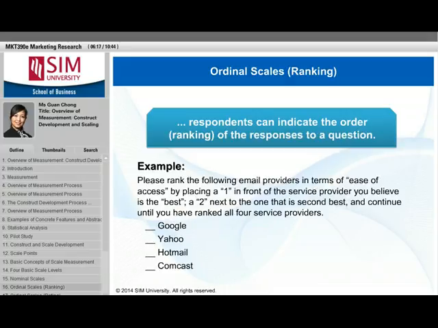There are 2 types of ordinal scales: ordinal scales by ranking and ordinal scales by rating. Ordinal scales by ranking ask respondents to indicate the order or ranking of the responses to a question. For example, the respondents are asked to rank the following email providers in terms of their ease of access by placing 1 in front of the service provider that they feel is the best, and 2 next to the one that is the second best, and continue until they have ranked all 4 service providers, including Google, Yahoo, Hotmail, and Comcast.